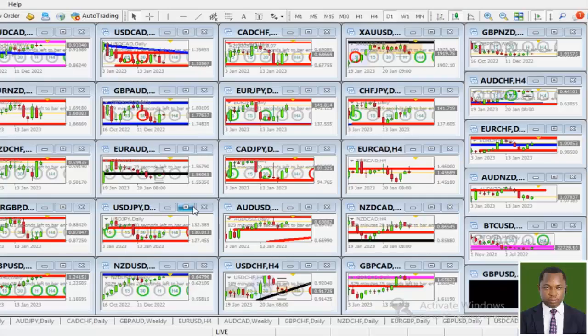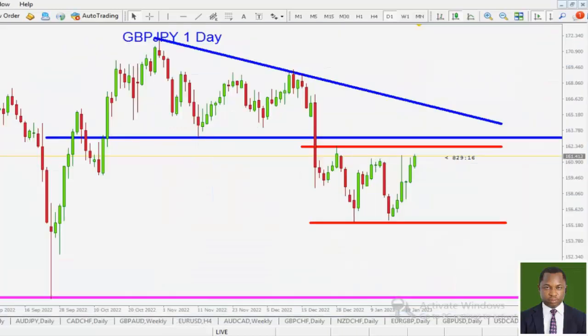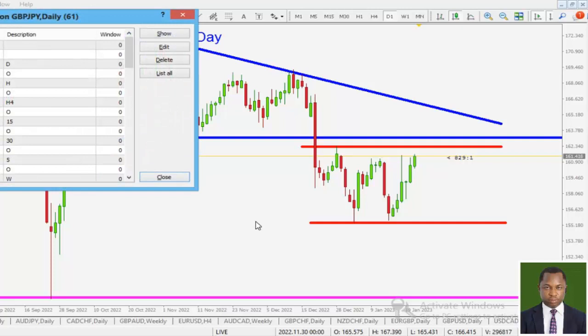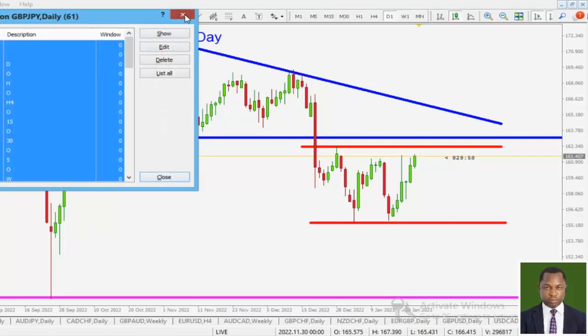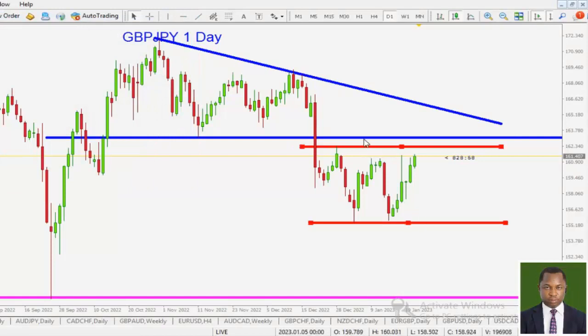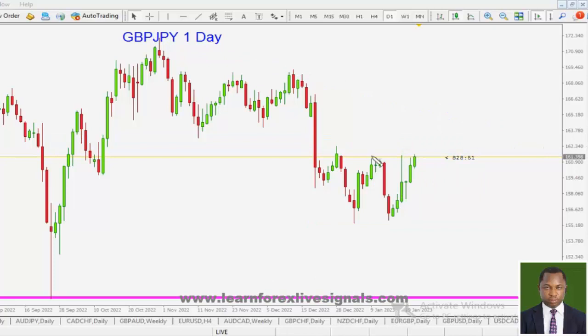Let's pick a few pairs and see what's been going on. Let's look at the sterling pound against the Japanese yen. You can see how price has stalled in a range. Let me just take out all of this so you can see exactly what has been going on. Oh, sorry, I don't want to delete everything, just a few. Okay, you can see the chart very clearly in the last few days.